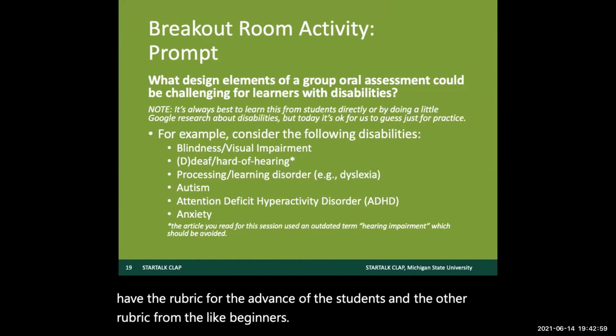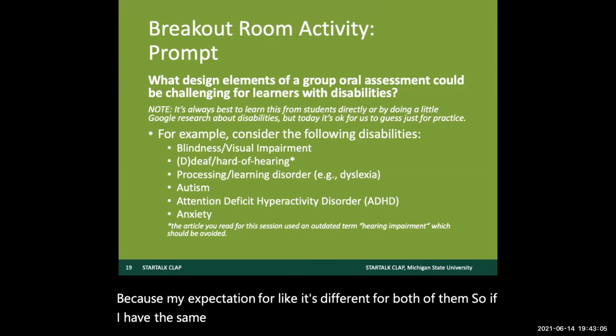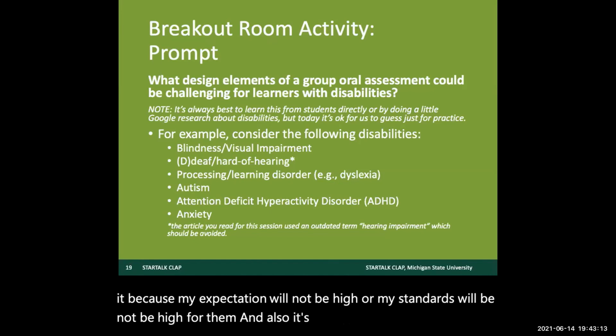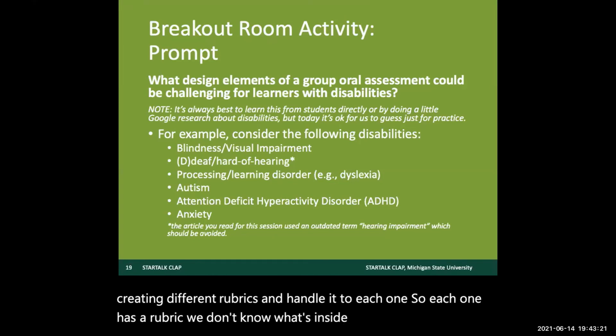Because my expectation is different for both of them. So if I have the same rubric for everybody, it is unfair for the advanced students because my standards will not be high for them, and it's also not fair for the beginners. So I create different rubrics and hand one to each student. Each one has a rubric, and they don't know what's inside the rubric for the other students.